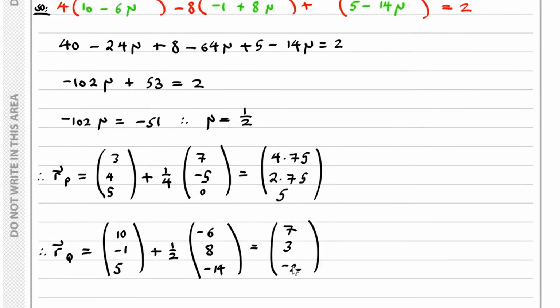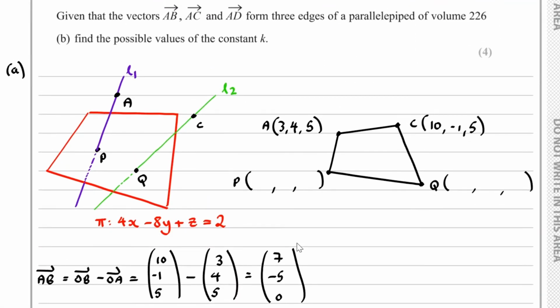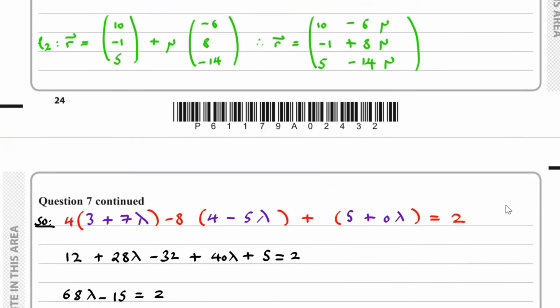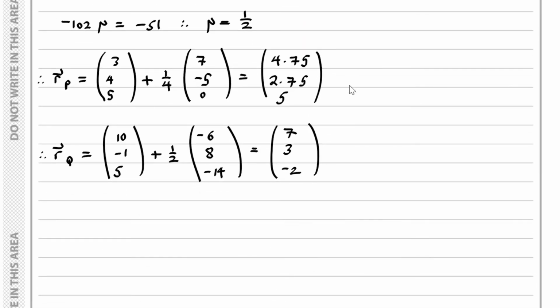Okay, so let's just add these into the diagram. We have 4.75, 2.75, and 5. And here we have 7, 3, minus 2. Okay, so stating the coordinates of P, we have 4.75, 2.75, and 5. And stating the coordinates of Q, we have 7, 3, minus 2.